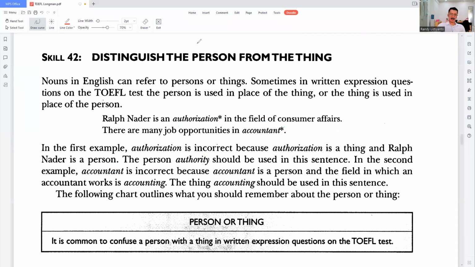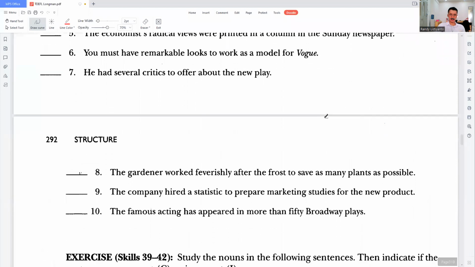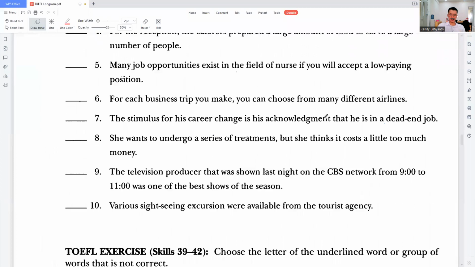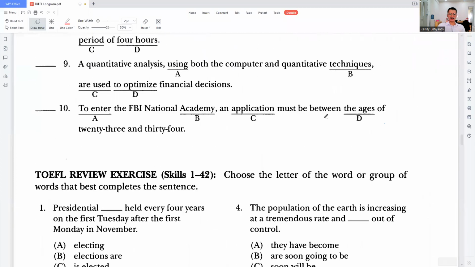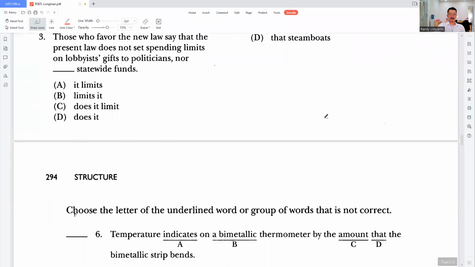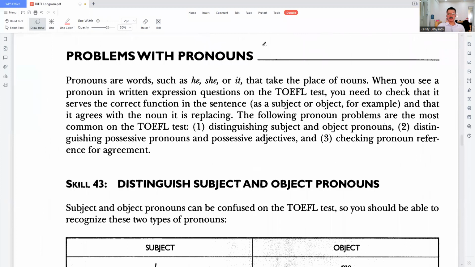Okay, that's all about nouns, and we're going to move on to pronouns. The problem with pronouns, actually, is very easy. The first thing is you have to be able to distinguish subject and object nouns.